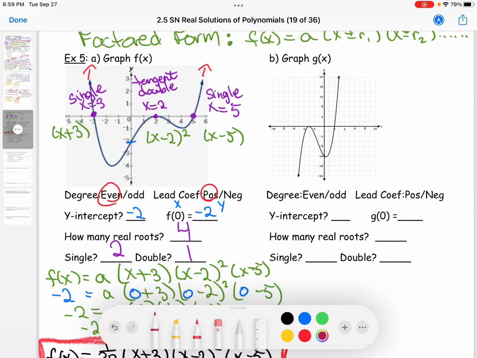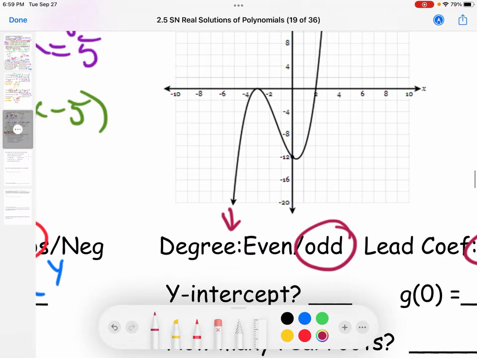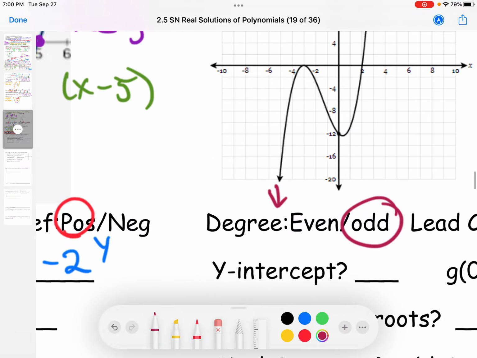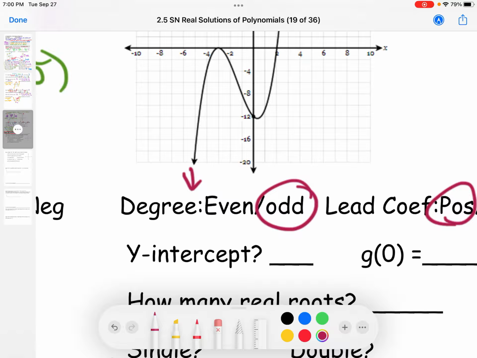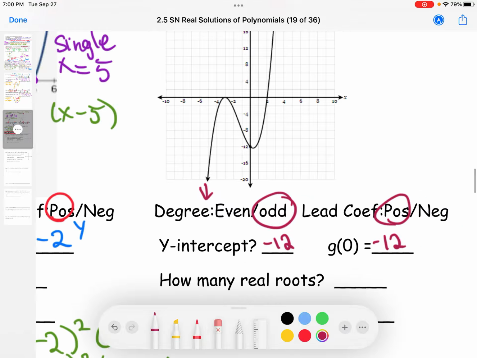We are looking at this graph, looking for its degree. Left end points down, right end points up. Those are opposite. That makes it an odd. The right end does point up, which does give us a positive leading coefficient. Now, these numbers are really hard to read. That y-intercept is negative 12, meaning g of 0 equals negative 12.